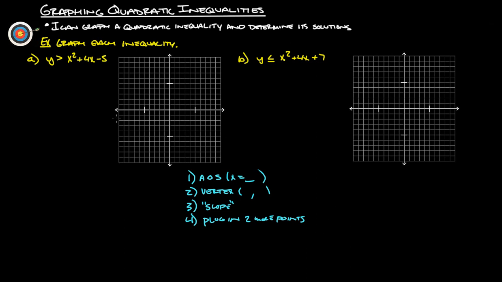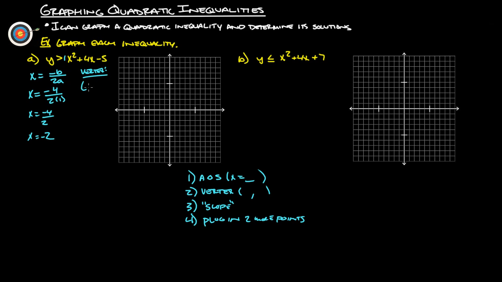Okay. So, first thing, axis of symmetry. Remember, axis of symmetry is x equals negative b over 2a. So in this case, we get x equals negative 4 over 2 times, that's a 1 out there, so 2 times 1. So we get x equals negative 4 over 2, which gives us negative 2.